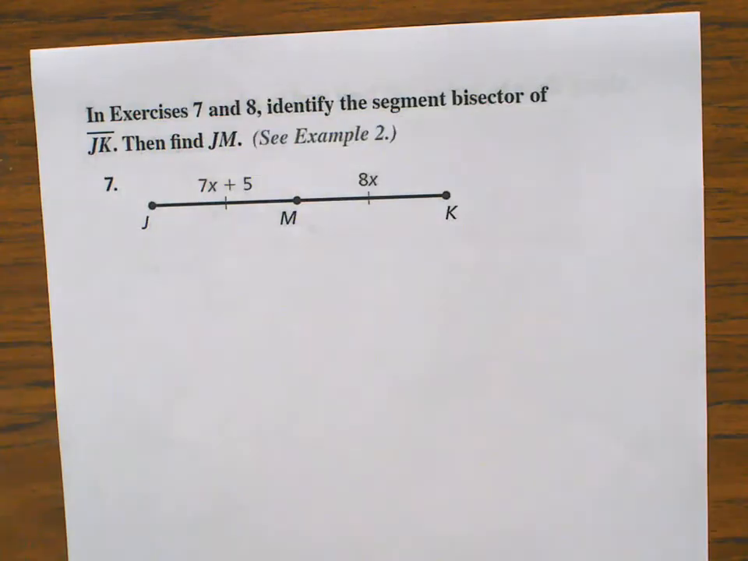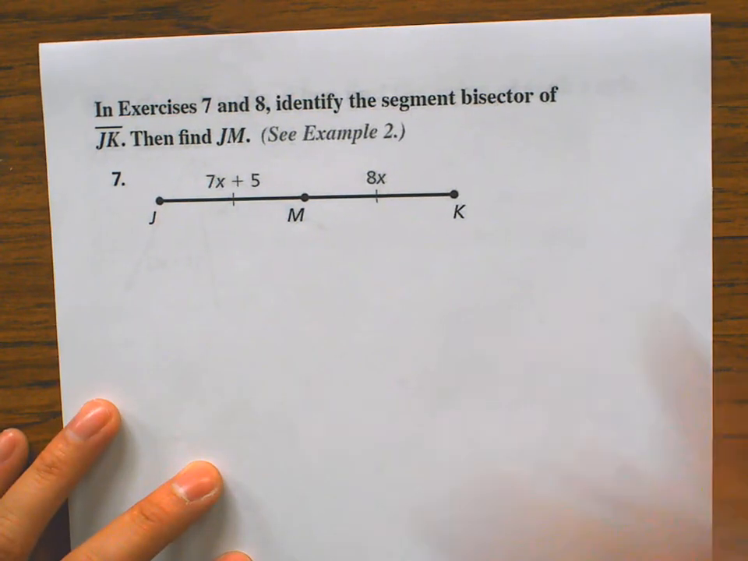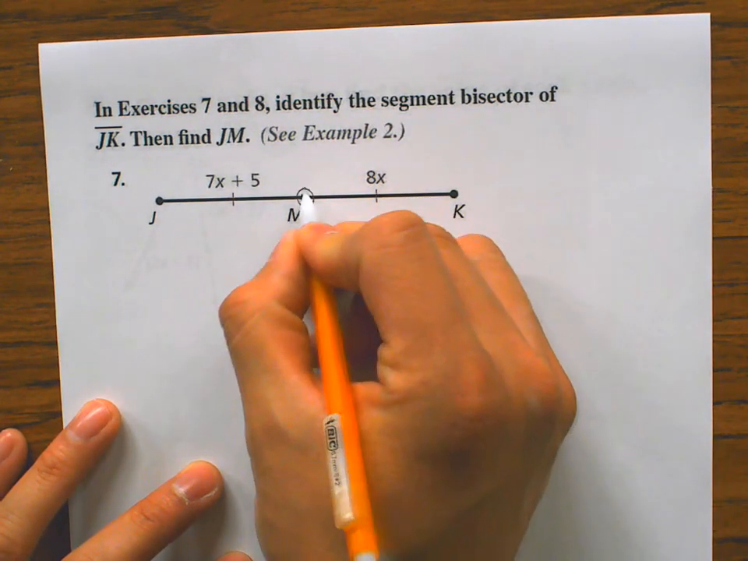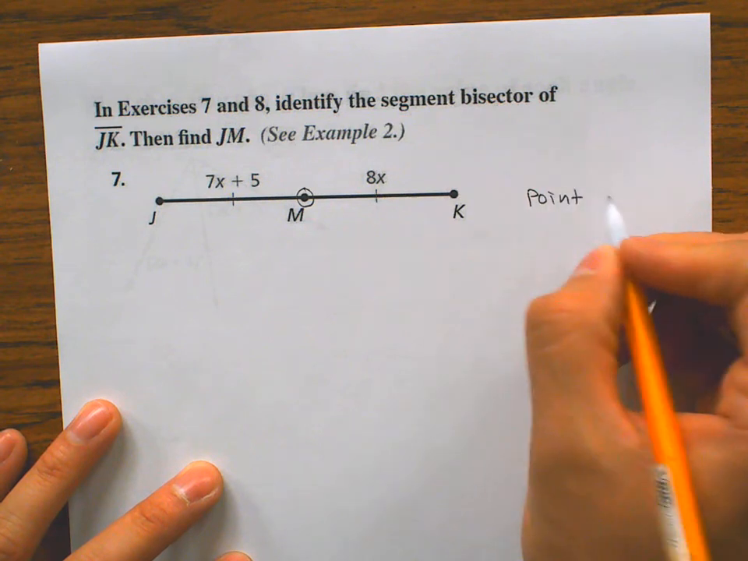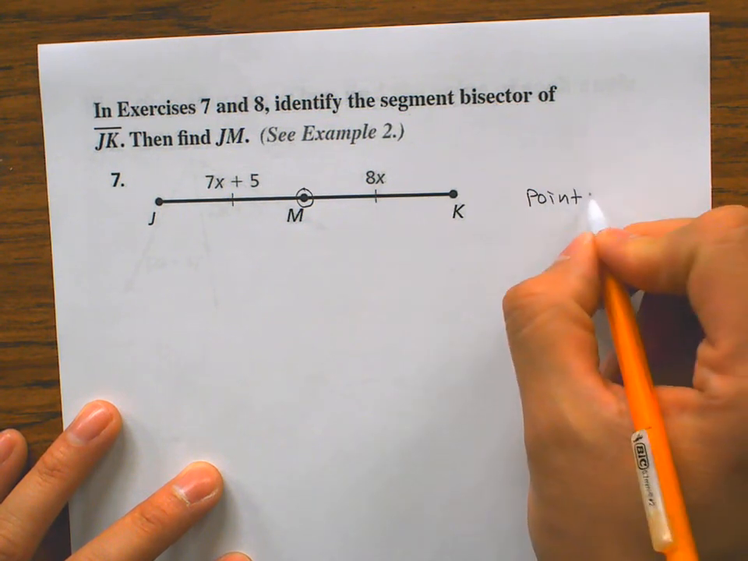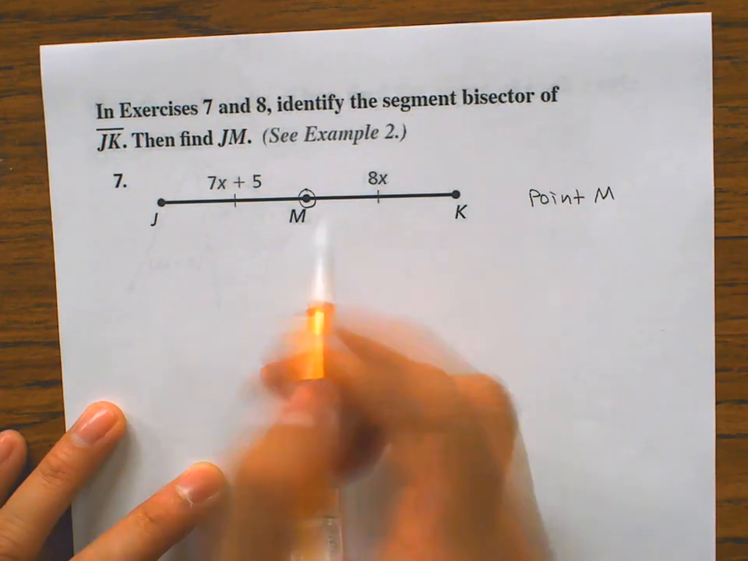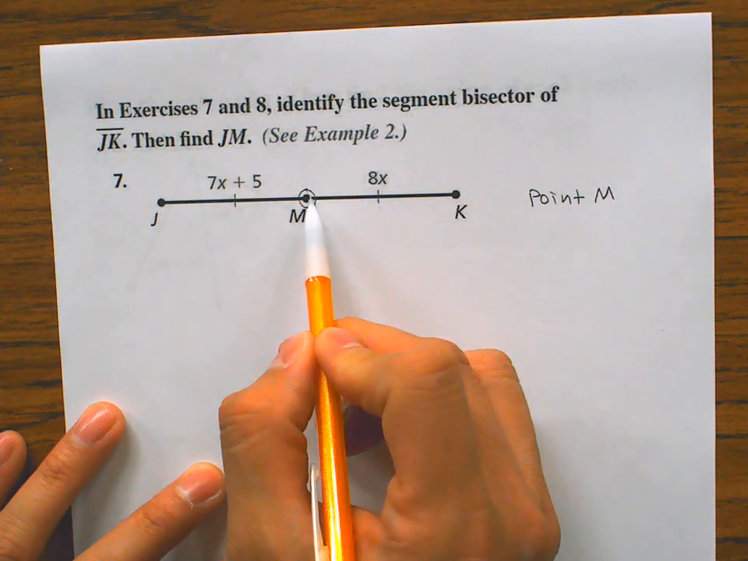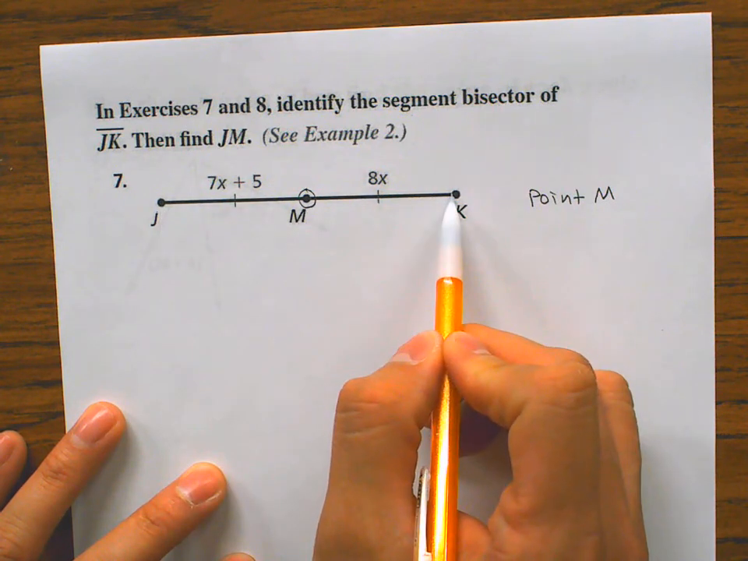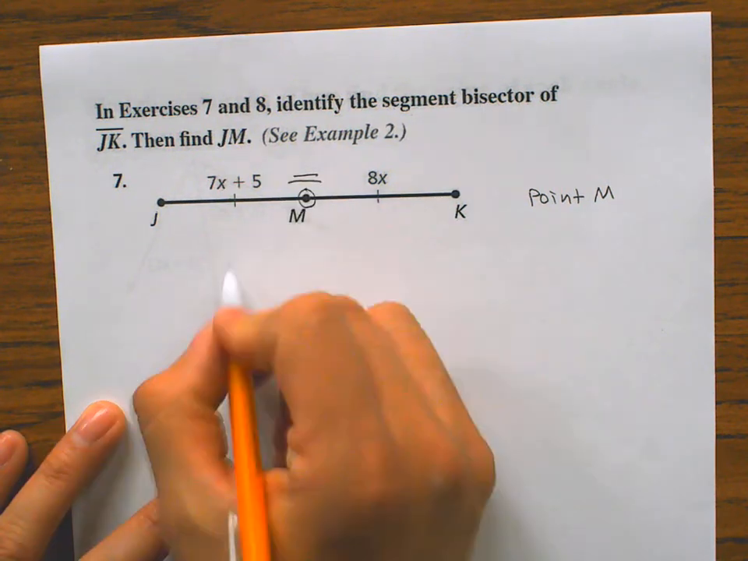Let's look at the next one. Identify the segment bisector of JK. In this case, the segment bisector is point M. So sometimes your segment bisector could be either a point, a segment, a ray, or a line. In this case, it's point M. Now, they want me to find the distance of JM. Now, I know that the distance from here to here and from here to here is exactly the same thing. So what you're going to do is you are going to equal those two to each other.